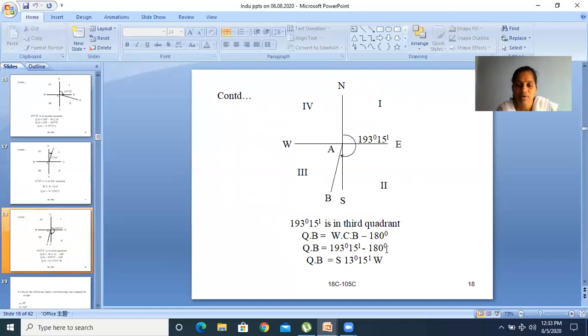Then the fourth sum, 193 degrees 15 minutes. It is in between 180 to 270, that is in the third quadrant. QB is equal to WCB minus 180. So WCB is 193 degrees 15 minutes minus 180, so that value is 13 degrees 15 minutes. And the quadrants are south, west. Okay, is it clear? Are you following me? Okay, right.